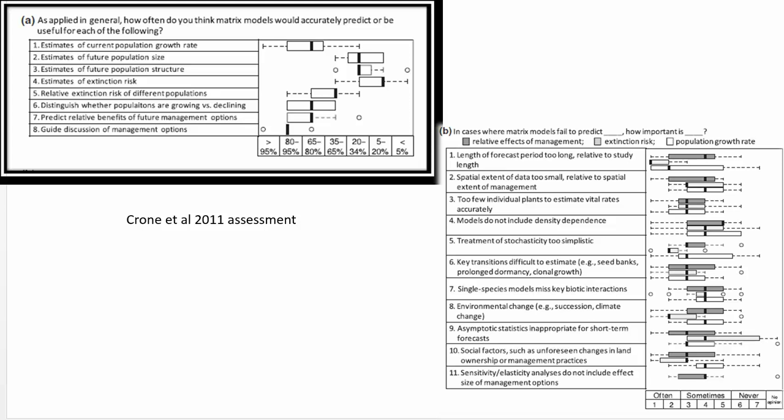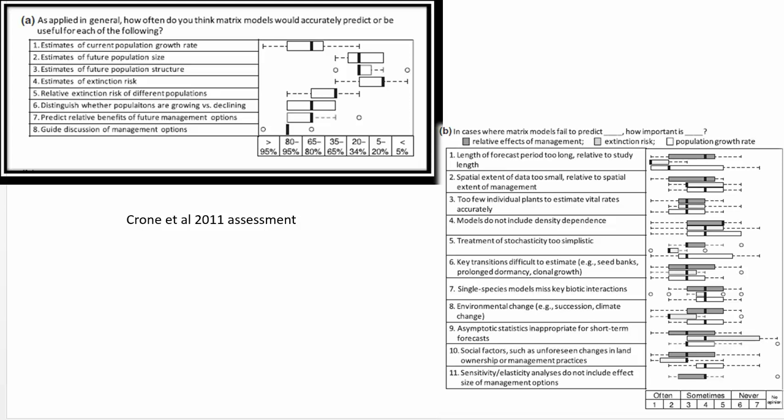Towards the left we have high probabilities, towards the right we have low probabilities. And people seem to suggest that it's good for coarse things like distinguishing whether populations are growing or declining, and to predict the relative benefits of particular management options. I think that seems to be a very robust use of these models, and people are most bullish on that. If you have 2 different options of how you might manage things, does one appear to be better in terms of likely viability?